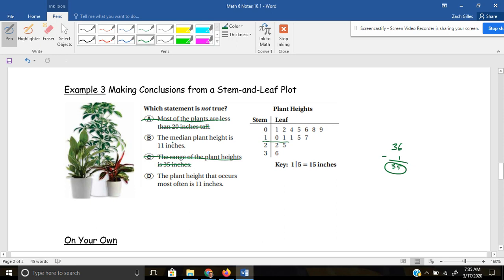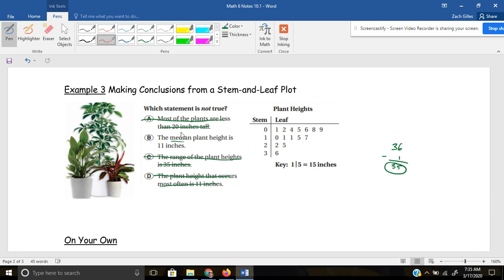Here I'm looking for median, and here it says the plant height that occurs most often is 11. Well, I could check that one pretty easily. Plant height that occurs most often. Is there any repeaters here? No. 11 does occur twice, and that's the only one that occurs twice. So, yeah, it does occur most often. So that's true. So it's got to be B.